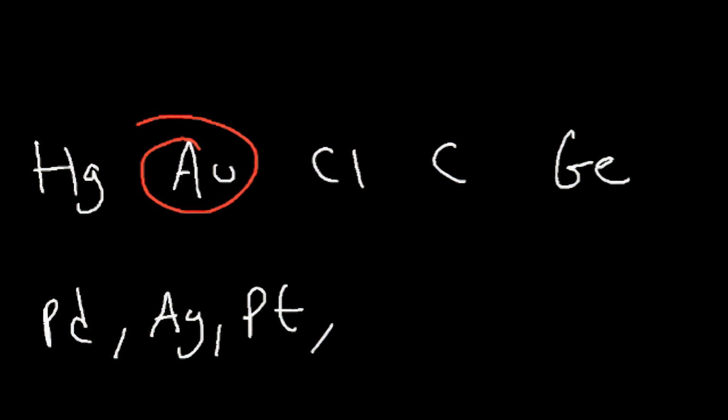Now, which of the following elements does not conduct electricity? Is it mercury, gold, chlorine, carbon, or germanium? The only one that doesn't conduct electricity is the nonmetal chlorine, which is diatomic as Cl2. All of the other elements can conduct electricity. Mercury is a metal, so it can conduct electricity, and gold is a metal too, so gold can conduct electricity as well. Germanium is a metalloid, and so it can conduct a small amount of electricity.